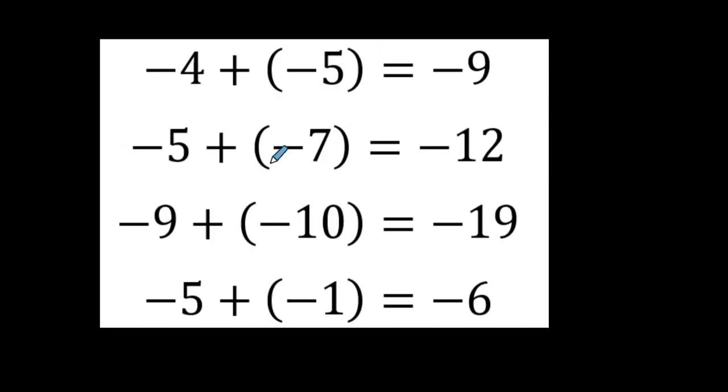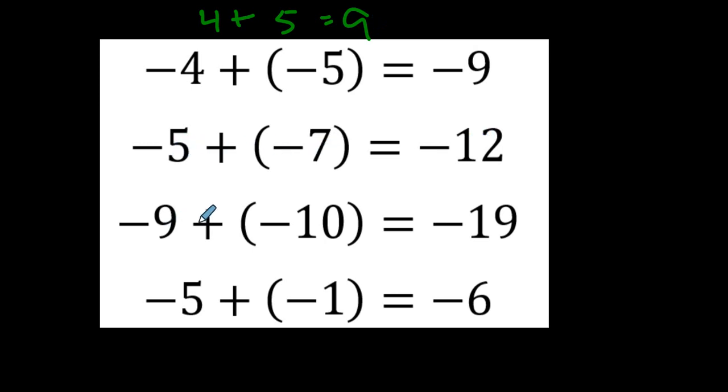So here, we have a couple of equations that deal with negative numbers and addition of negative numbers. So what you should notice is that this -4 plus -5 is -9, just like 4 plus 5 is 9. So 4 plus 5 is 9. For -4 plus -5 is -9. -5 plus -7 is -12.